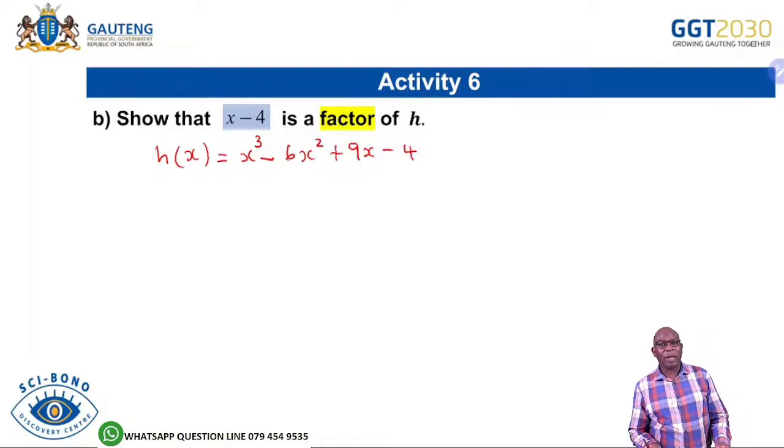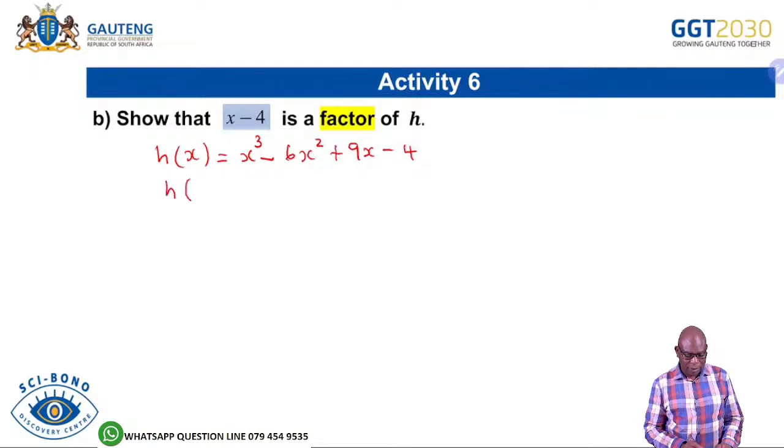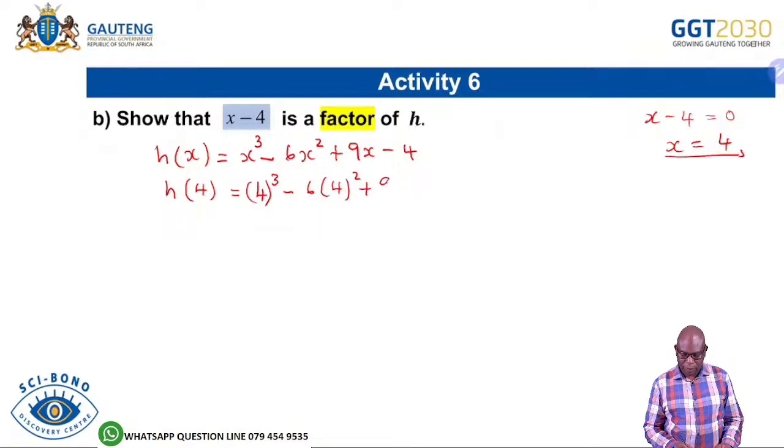They are now showing that if it's a factor, what do we know? We've done the factor and remainder theorem. We substitute the value of x by 4, we must get a 0. But we must do it. We cannot just say equals to 0. So we must come here and say h at 4. How do we get h at 4? Remember, it's x minus 4. We equate it to 0. Then we say x will be equals to 4. We take that 4, we substitute it there. So we're going to have 4 cubed. I want you to put that in brackets. Minus 6 into 4 squared plus 9 into 4 minus 4.